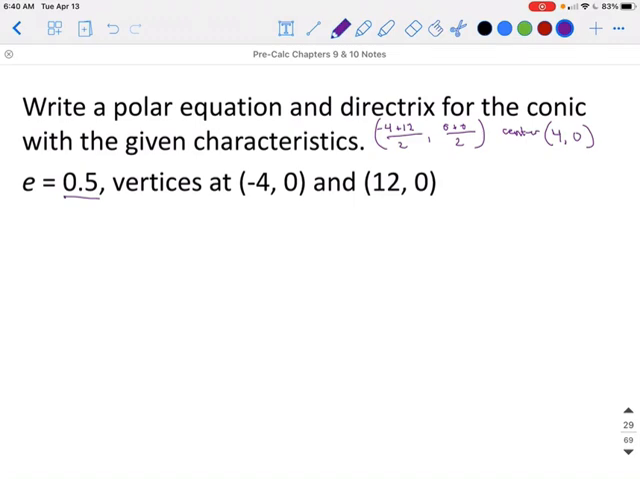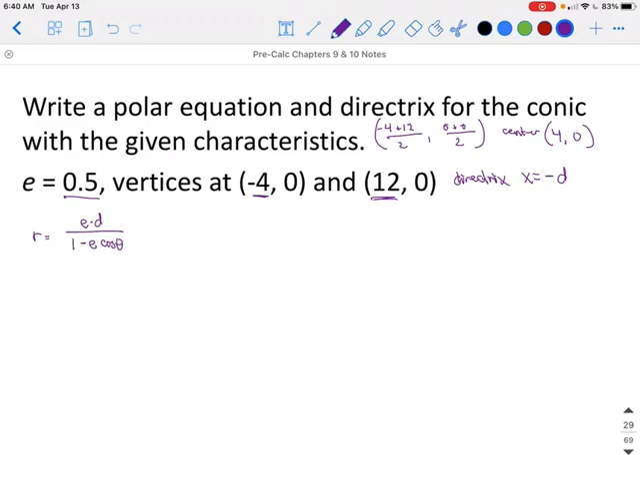Since the x's change for our vertices and the y's are staying the same, we do know that our directrix will be in the form of x equals, and then we already said since the center is to the right of the pole, the directrix will be to the left, so it's going to be x equals negative d. And since we know that our directrix is x equals, then we know that our equation will be in the form of e times d over 1, since this is a negative d, this will be a minus e, because it's an x, we know it's cosine of theta.